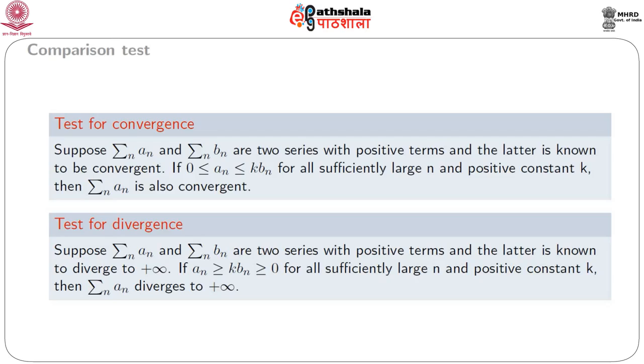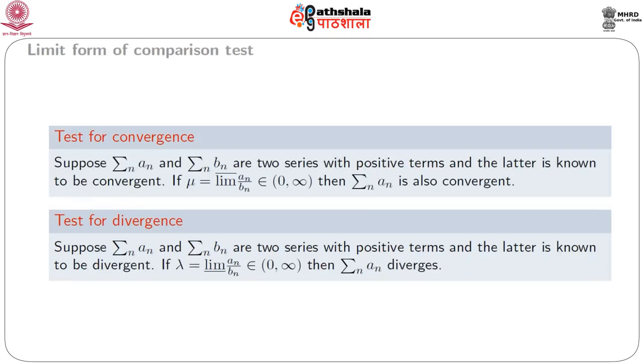We can use some limit form for the comparison test. For this, let us consider first the test for convergence. If summation an and summation bn are two series with positive terms and the latter is known to be convergent, and if mu, equal to the limit superior of an divided by bn, is positive and finite, then summation an is also convergent.